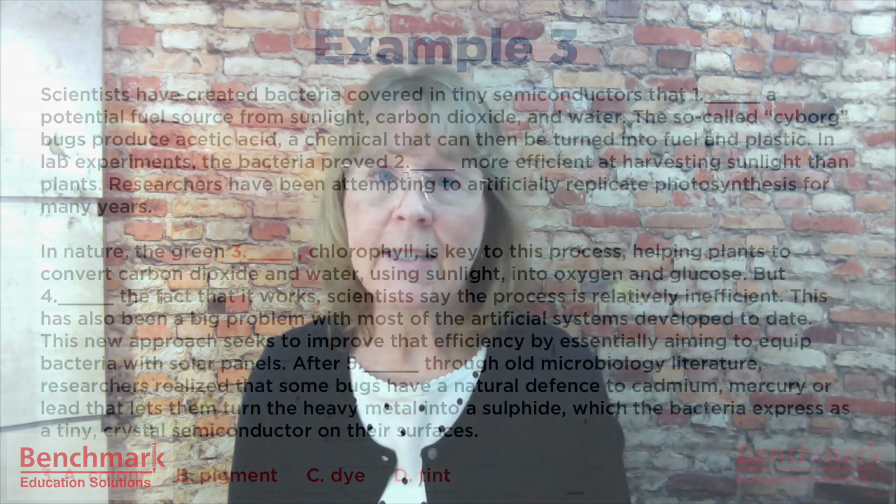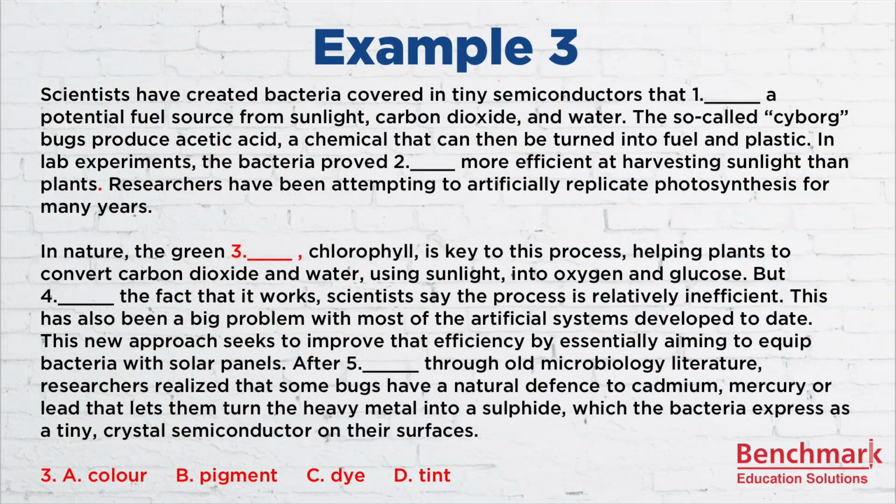Now let's move on to question number 3. And again, I'm going to read the answer options first, and then I'll go back and read the sentence. My options are color, pigment, dye, and tint. These are all synonyms, so this is probably going to be another question that relies on vocabulary and context. In nature, the green blank chlorophyll is the key to this process. This is actually the only part of the sentence I need.